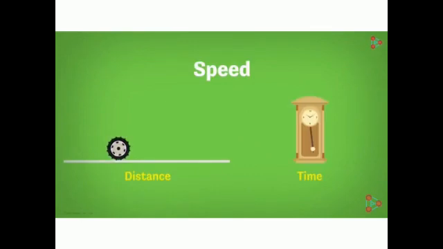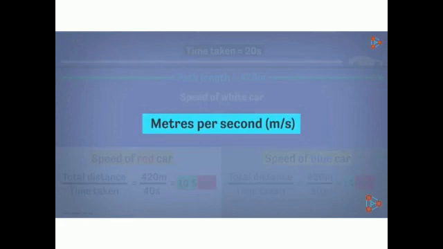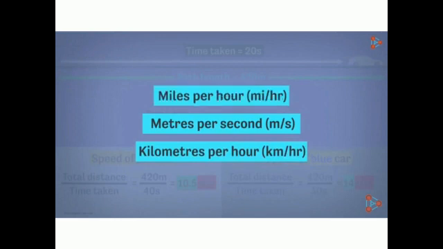Actually speed is the ratio of two quantities, one is distance and the other one is time. So speed can be defined as the distance traveled by an object divided by the total time taken to cover that specific distance. Now the unit of speed is meter per second, which is the system international unit of speed, as well as we can also use kilometers per hour as a unit of speed. Other than that, we use miles per hour as well.